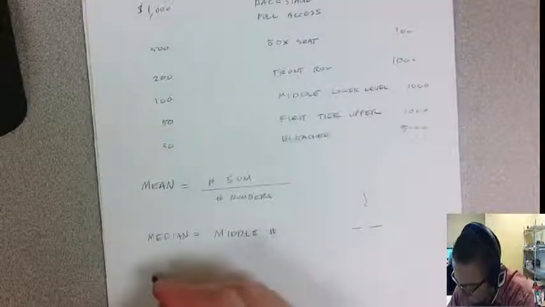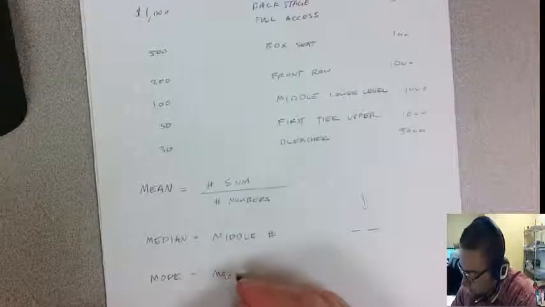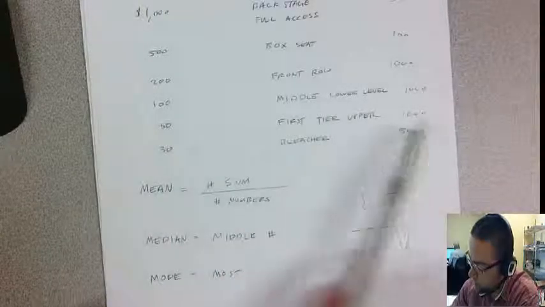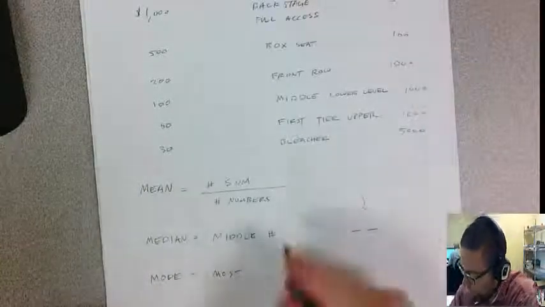Okay, and then the last one is called the mode. And the mode is just the number that is there the most. So in this case, I can already tell you there's 5,000 of these $30 tickets, so that is the mode.